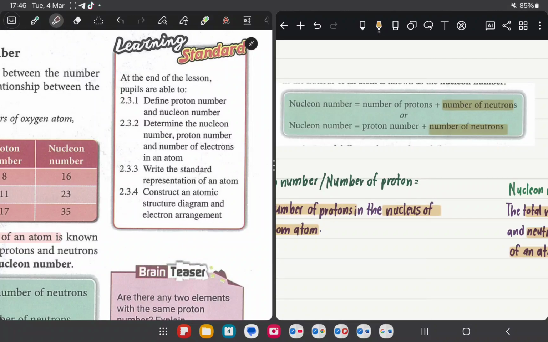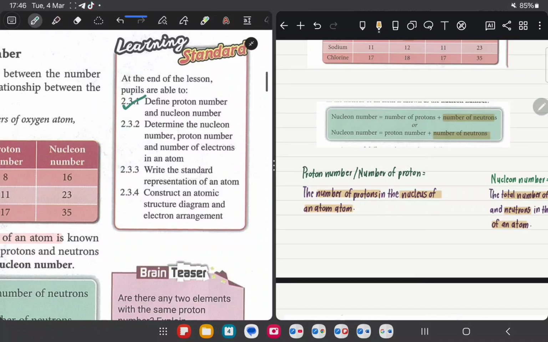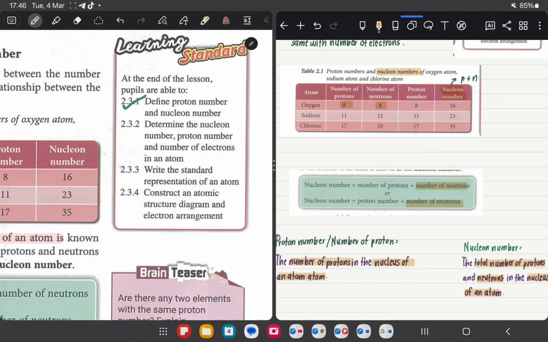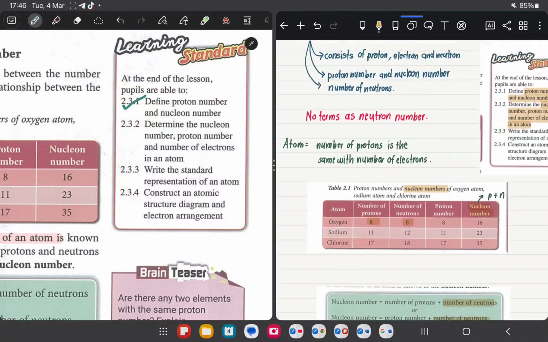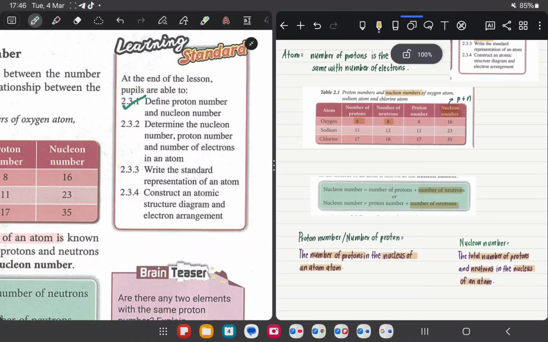Let's say you want to say number of protons, correct. Number of electrons, yes, correct. Number of neutrons, yes, still correct. Those are all correct. But your first objective is you must define the proton number and nucleon number. Once you manage to define, you are in a safer place already. So these are all the short notes that I did for this lesson.